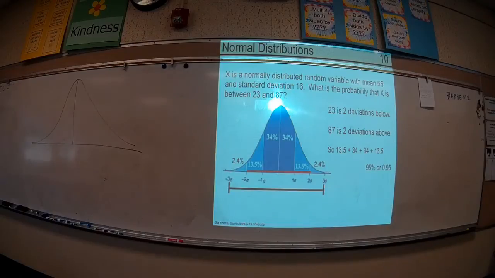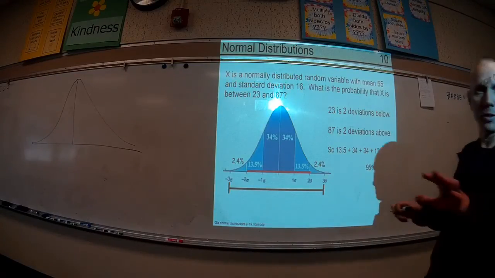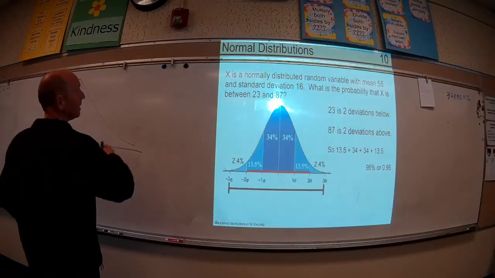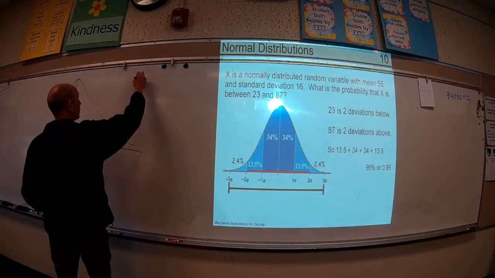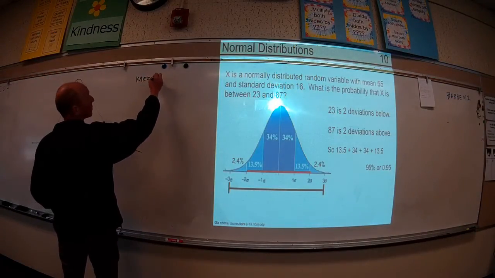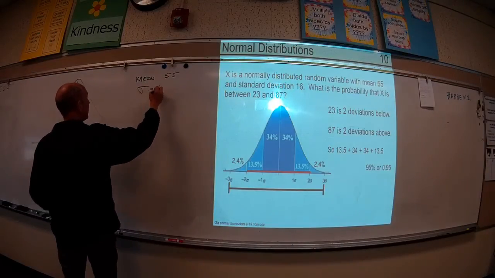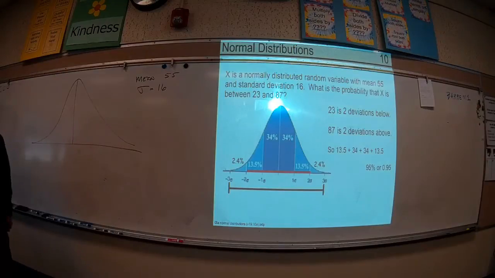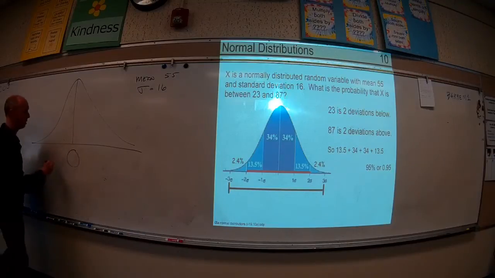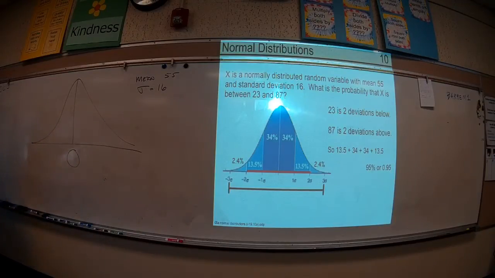You do not need to write anything on your whiteboard. Wait, are we doing homework? No, we're still working together. My mean is 55, and my standard deviation is 16. Cool? You're going to be putting one number on your board. What number is going to go right here on your whiteboard?